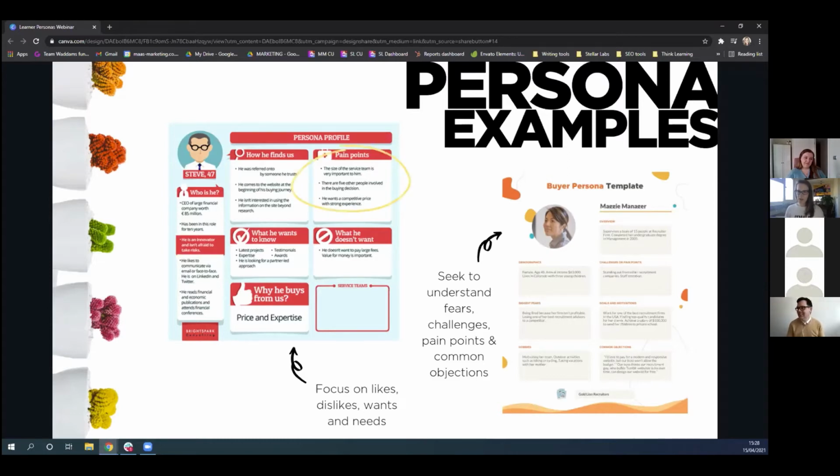what are they afraid of? What are their fears? What's challenging them at work? What's challenging them to stop learning or not engage with L&D programs as a whole? What are their objections? If I'm a salesperson and I'm very good at objection handling, I need to know what those objections are first before I can ever start to help people to overcome those objections.